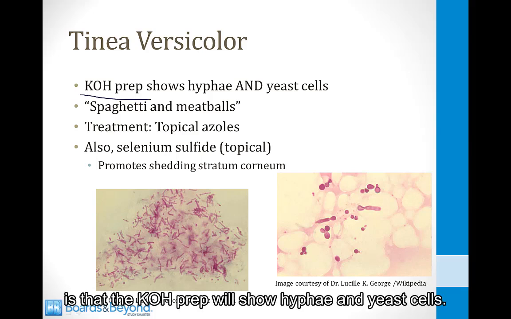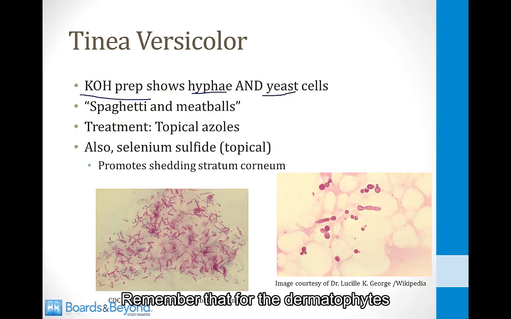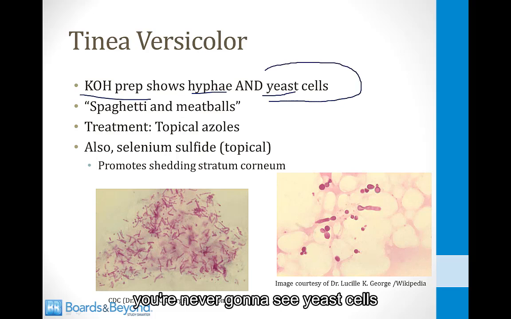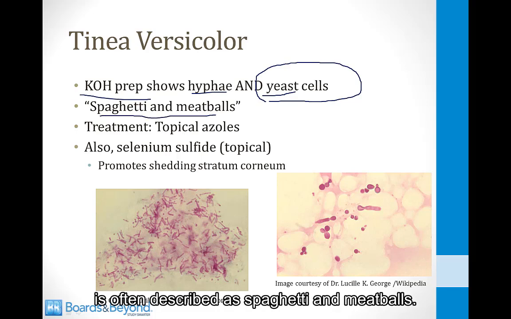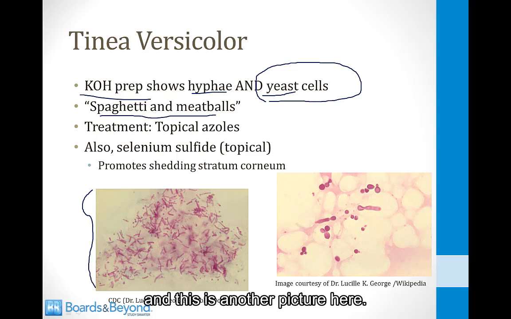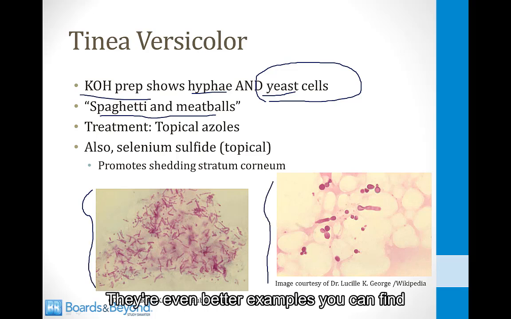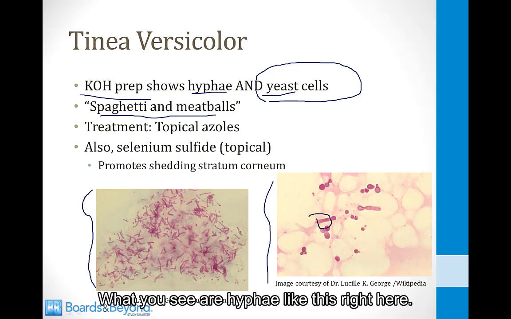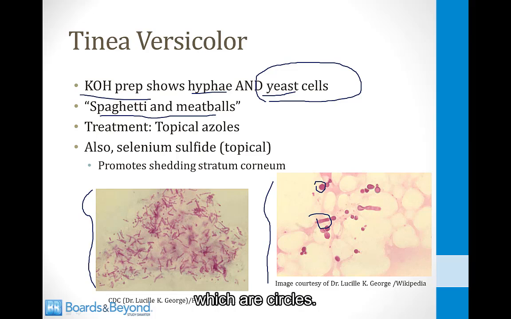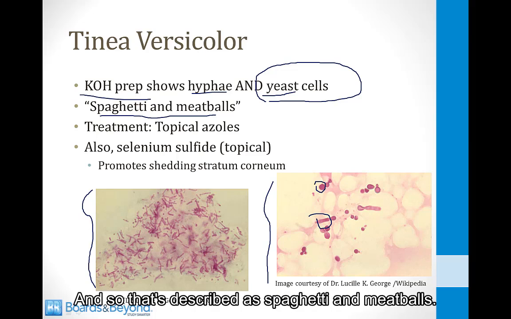A high-yield thing to know about this fungi for your boards, especially Step 1, is that the KOH prep will show hyphae and yeast cells. Remember that for the dermatophytes, you're never going to see yeast cells because they don't exist as yeast. And the presence of both hyphae and yeast is often described as spaghetti and meatballs. This is a picture down here, and this is another picture here. There are even better examples you can find in textbooks and online. But what you see are hyphae like this right here, and then you also see the little yeast forms, which are circles, and so that's described as spaghetti and meatballs.